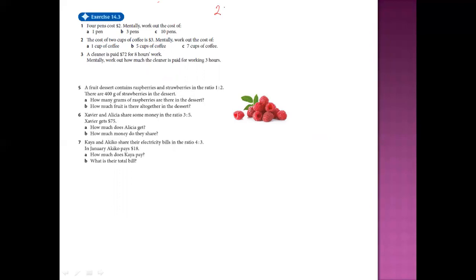The total price of $2 divided by how many pens? 4 pens. Okay, how can you find it? 2 over 4 is exactly 1 over 2 and is equal to, in decimal form, 0.5 dollars, or 50 cents. Okay, so the price of 1 pen is 50 cents. Now we have already found the price of 1 pen.